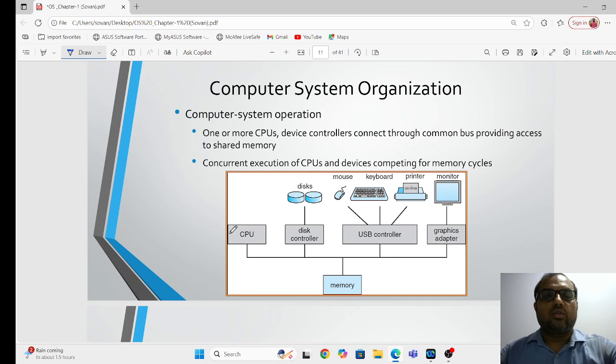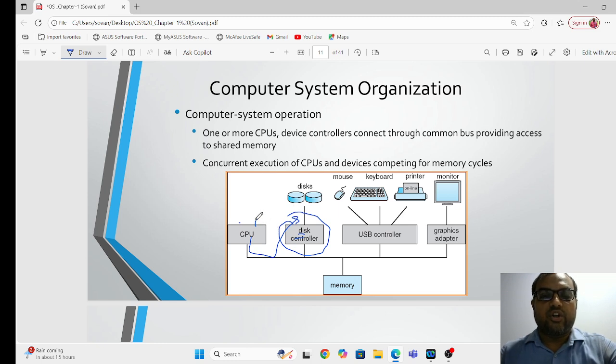Now, in the computer system organization portion, which we studied in our previous semester, these are the parts. The CPU is one part, then the disk. The device controller performs the work for the disk. If the CPU wants to access the disk, it can do so only via the disk controller, otherwise not.